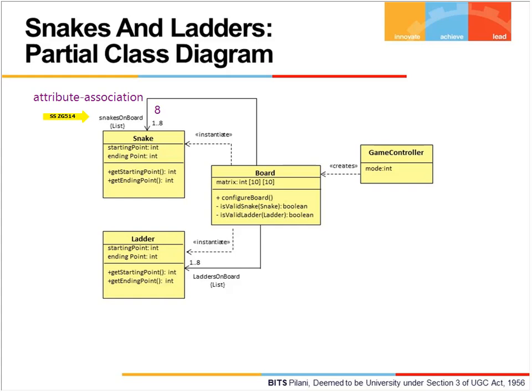If we create an attribute of type board and replace the dotted line with the solid line, will it be wrong? No.